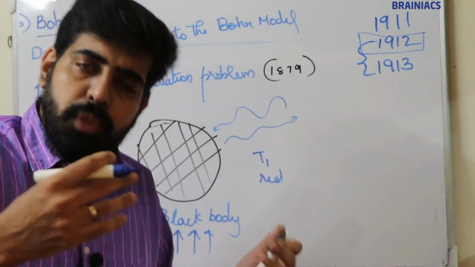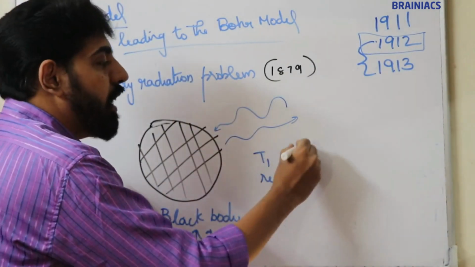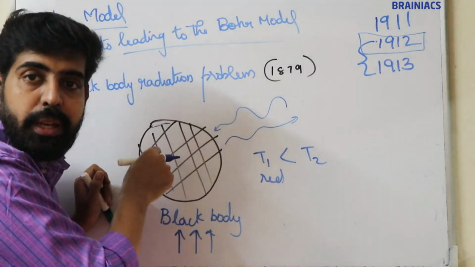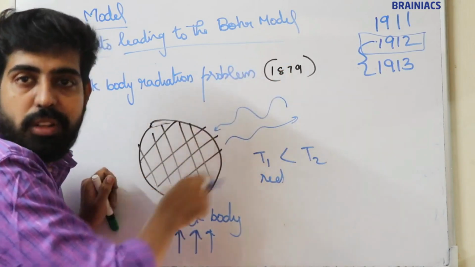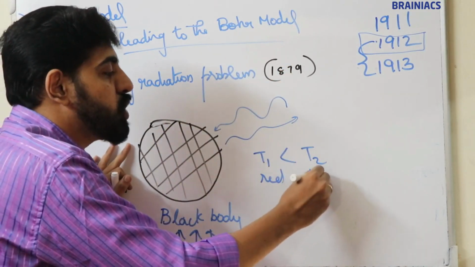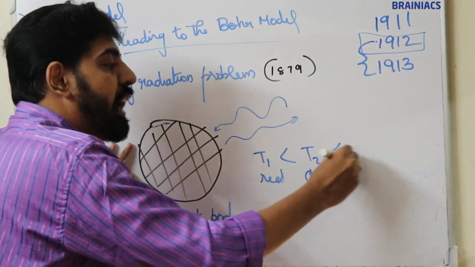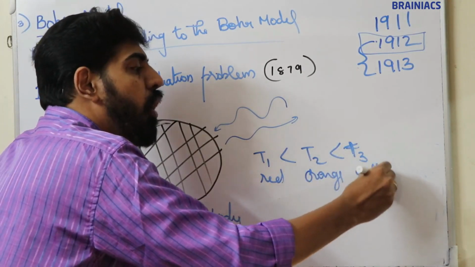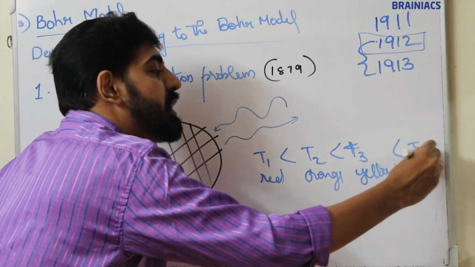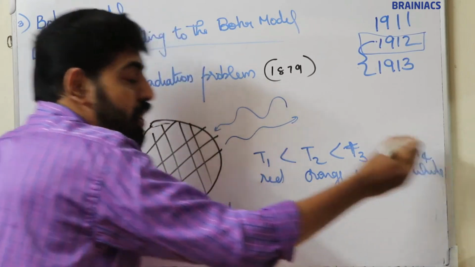With increase in temperature, its color changes. The black color of the black body changes to orange, which means it will emit orange color. Again, when you increase the temperature, it will change to yellow color. With a further increase in temperature, it will change to white color. This is the black body radiation problem.